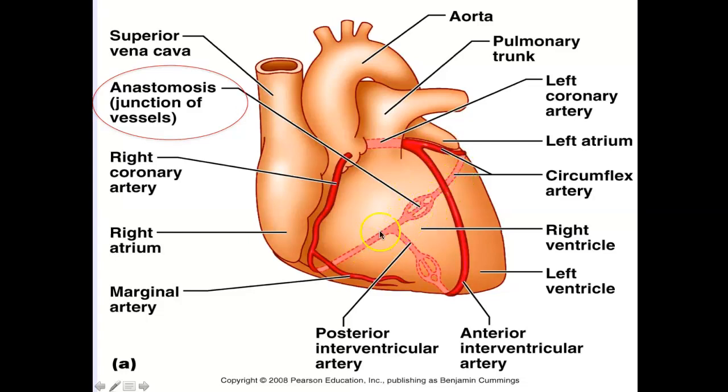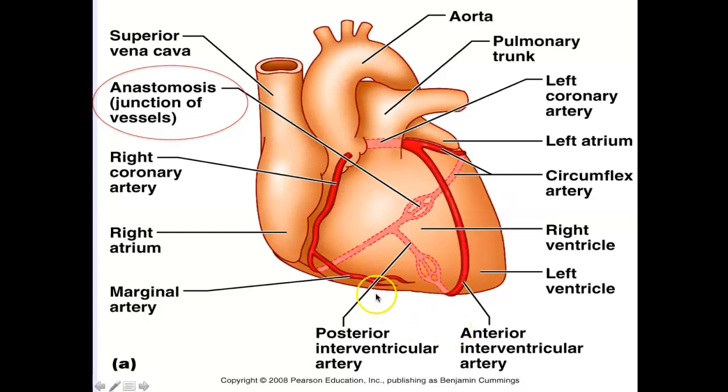Now, the right coronary artery and the circumflex artery meet up. This junction of the blood vessels is called an anastomosis. So you want to know the word anastomosis. It's a junction of your blood vessels. We also see on the posterior side a branch coming down off the right coronary artery, called the posterior interventricular artery. We have an anterior and posterior artery with the same name, and that's going to join up in an anastomosis with our anterior side. So we can see that the left and right sides of the heart are connected, and the anterior and posterior sides of the heart are connected.